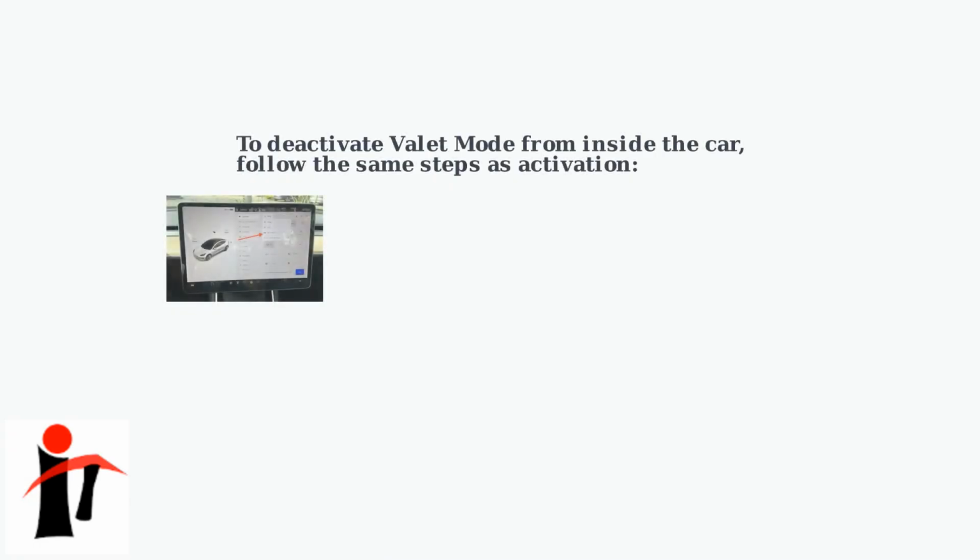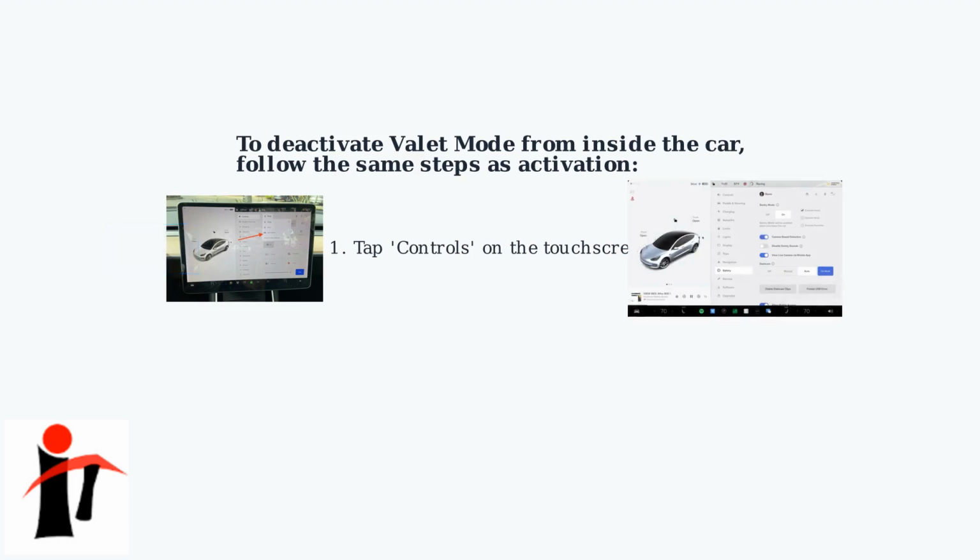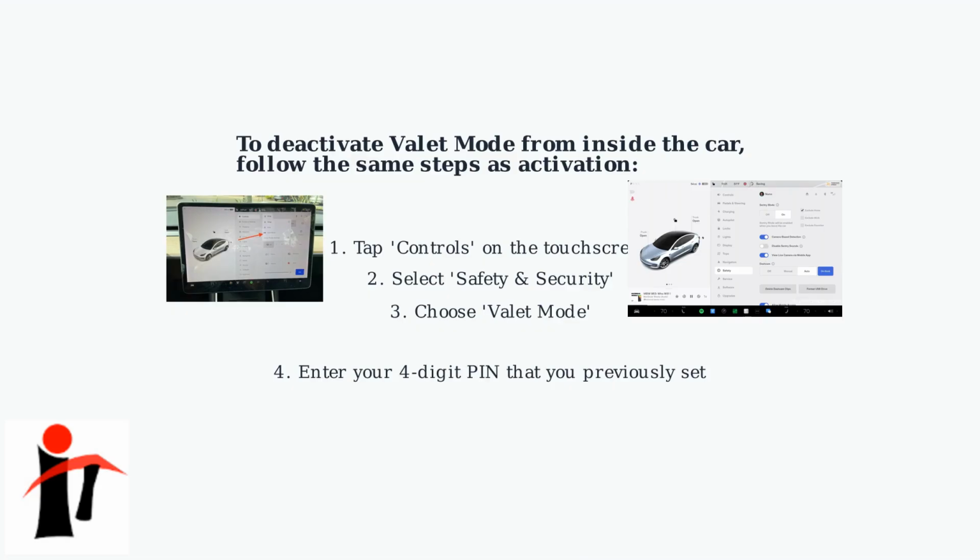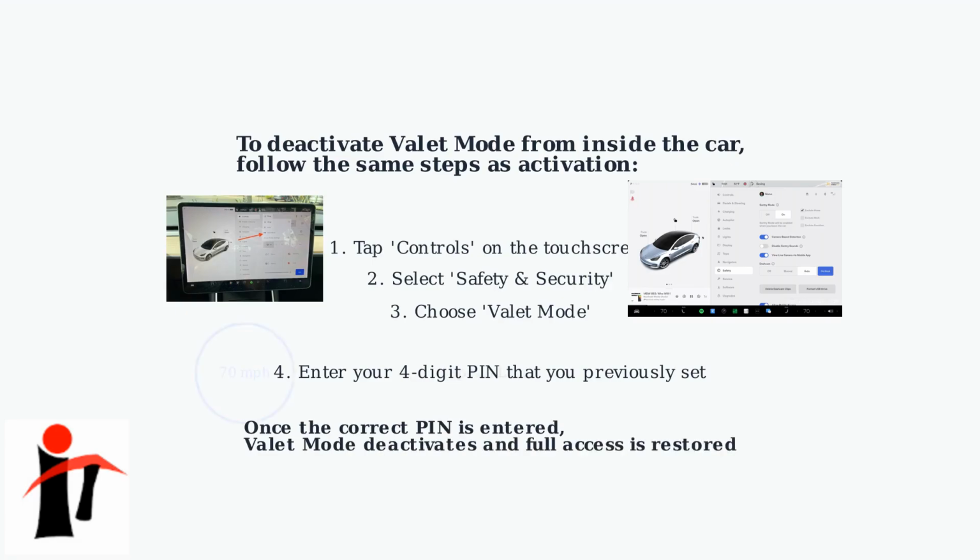To turn off Valet Mode from within the car, simply follow the same steps as activation. Start by tapping Controls on the touchscreen. Then select Safety and Security from the menu options. Choose Valet Mode to access the deactivation settings. Enter the 4-digit PIN you previously set when activating Valet Mode. Once the correct PIN is entered, Valet Mode will be deactivated, restoring full access to your Tesla's features and removing any speed or feature limitations.